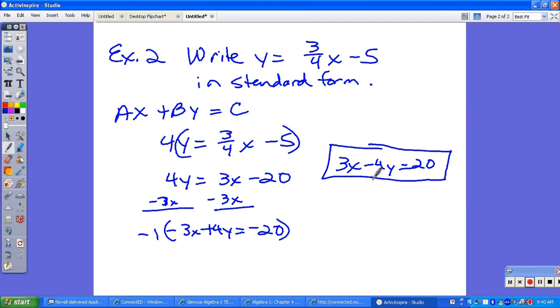So let's just recap. What we did is I got rid of the fraction first. Now if it doesn't have a fraction in the problem, you don't have to worry about it. The only time you have to do that is if it has a fraction in front of your x and y. So I got rid of my fraction, and then all I did was move my x to the side. X and y are on the same side, x being written first.